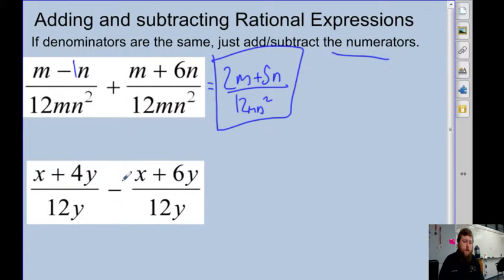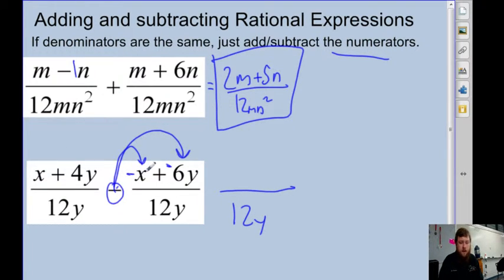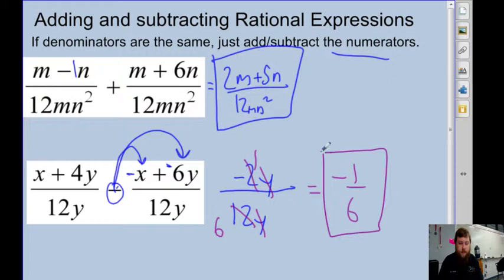On the bottom, when you're subtracting, make sure you distribute this negative sign to both of these. So what I like doing right away, I like just getting rid of this, making this negative x, and making this a negative 6y. And I have the same denominator, so I'm going to leave it as 12y. And then I got 1x minus x is 0 x's, so no x's over here, and 4y minus 6y will be negative 2y. Now I always try to see if I can reduce things. Since I have a y on top and bottom, I can cancel the y's. And 2 and 12 both divide by 2, so 2 becomes 1, 12 becomes 6, so I have negative 1 over 6 as my best answer.